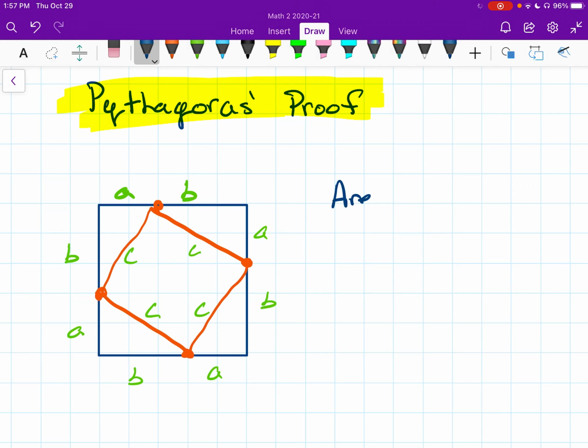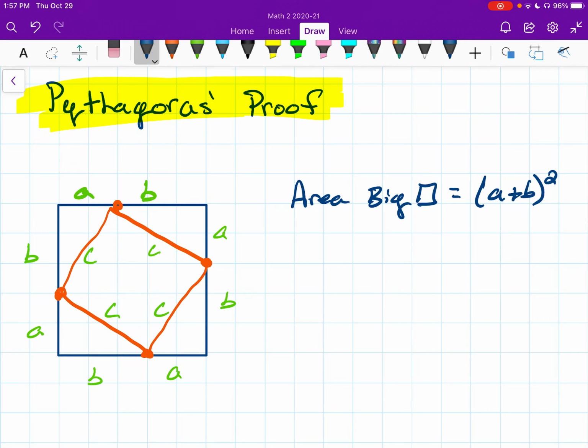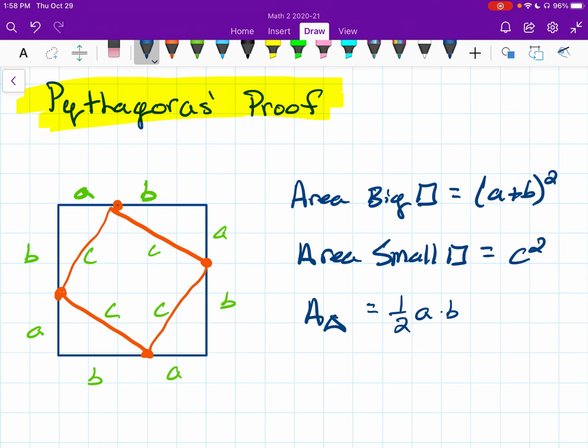So the area of the big square, well, that's base times height. The base is going to be A plus B. And base times height, they're the same thing, so we can just say squared. The area of the small square is C squared. The area of the triangle, I'm just going to do it like that, is 1/2 A times B.